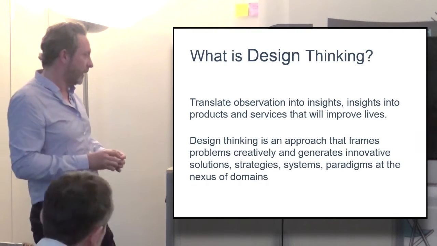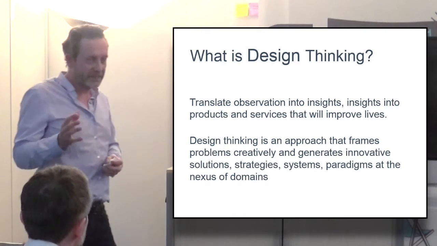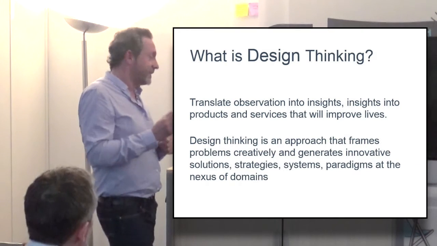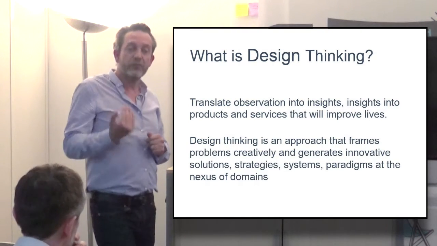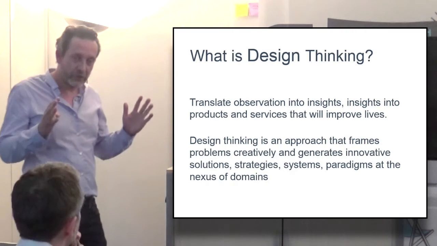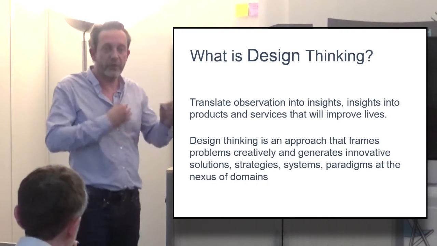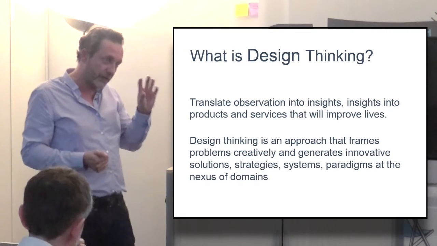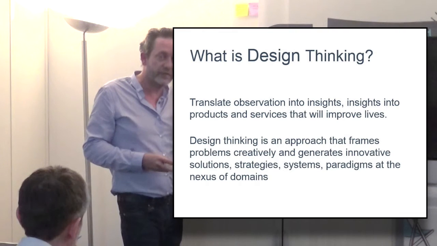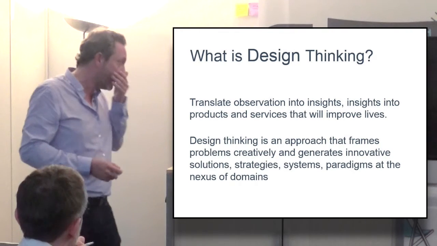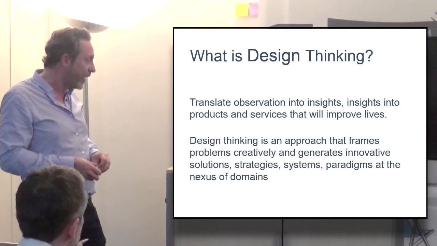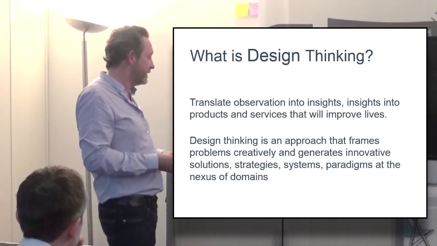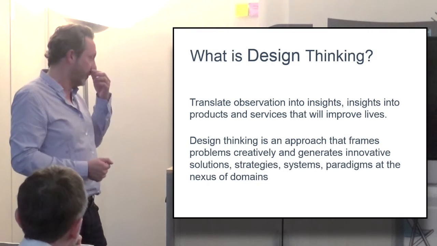There are other definitions that we can look at as well. Another one would be to translate observations into insights into products and services that improve lives. This is a quick way to summarize the process of design thinking. So you observe people, based on your observation you're going to have insights. You turn this insight into products and services that are actually going to improve lives. Design thinking is an approach that frames problems creatively and generates innovative solutions, strategy, system, and paradigm at the nexus of domains.